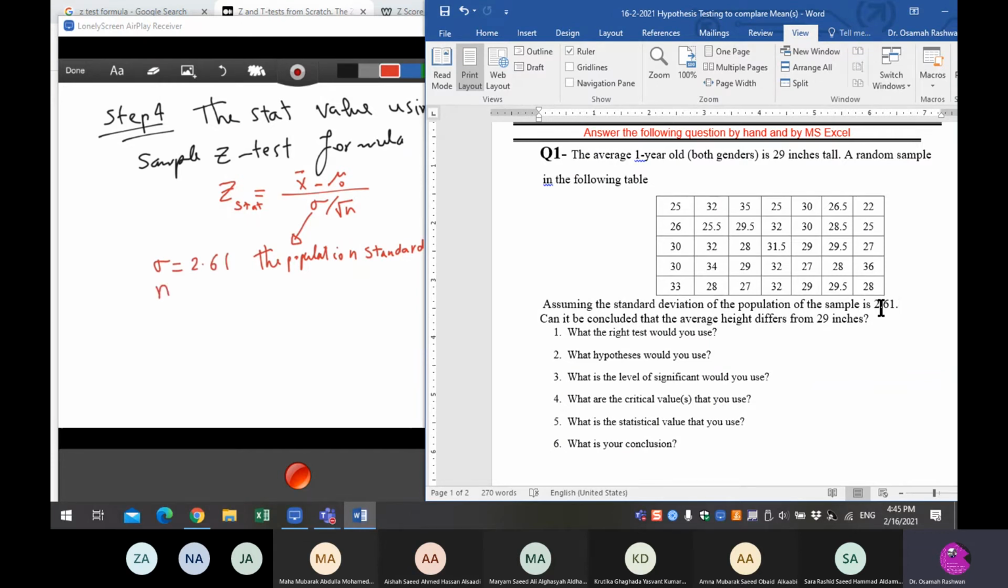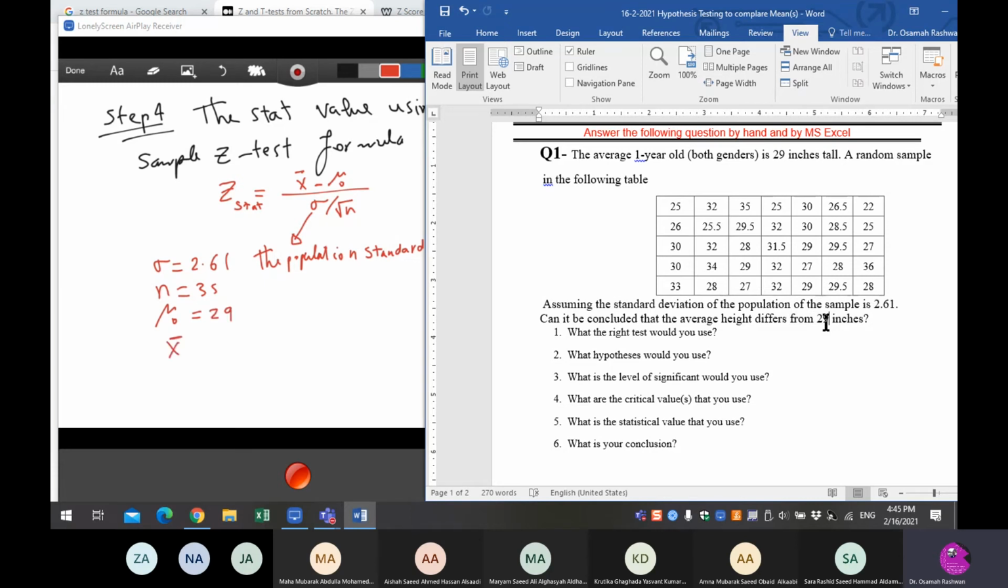What is n? I'm counting this one. 1, 2, 3, 4, 5, 6, 7 times 1, 2, 3, 4, 5. 35. So what is mu naught? This is the value I'm going to compare with. He's asking me to compare it with what? 29. So mu naught is 29.